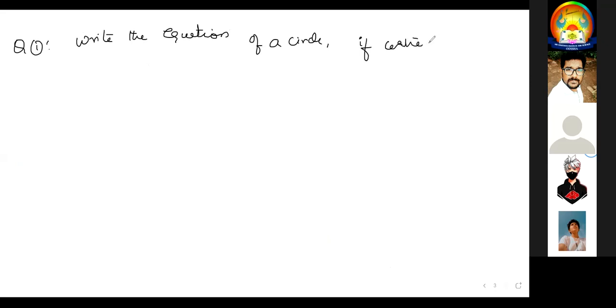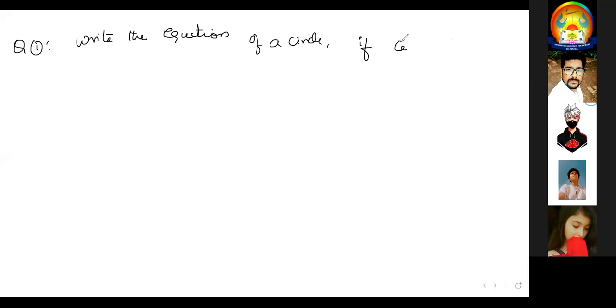I'm giving two questions. Question number 1: write the equation of a circle if the center is equal to 2 comma 3 and the radius is equal to 5.